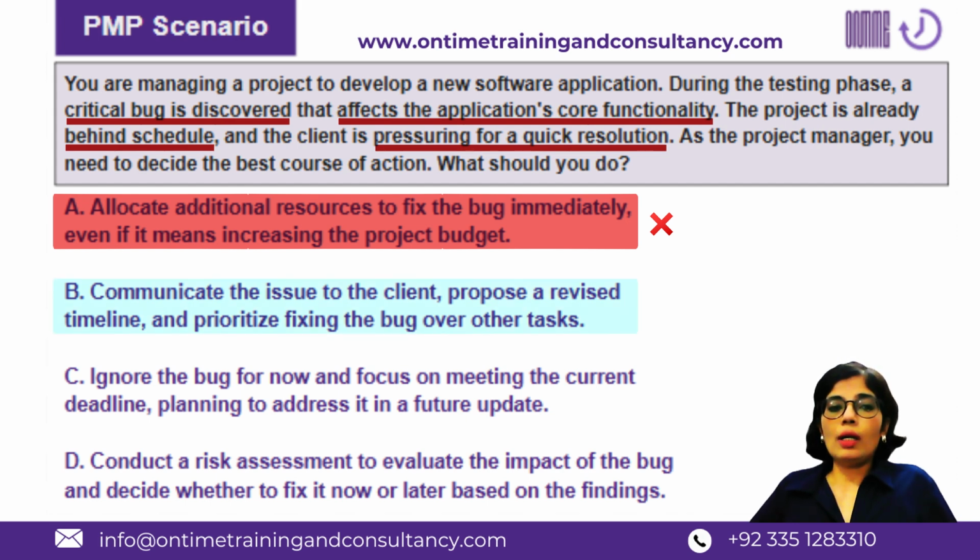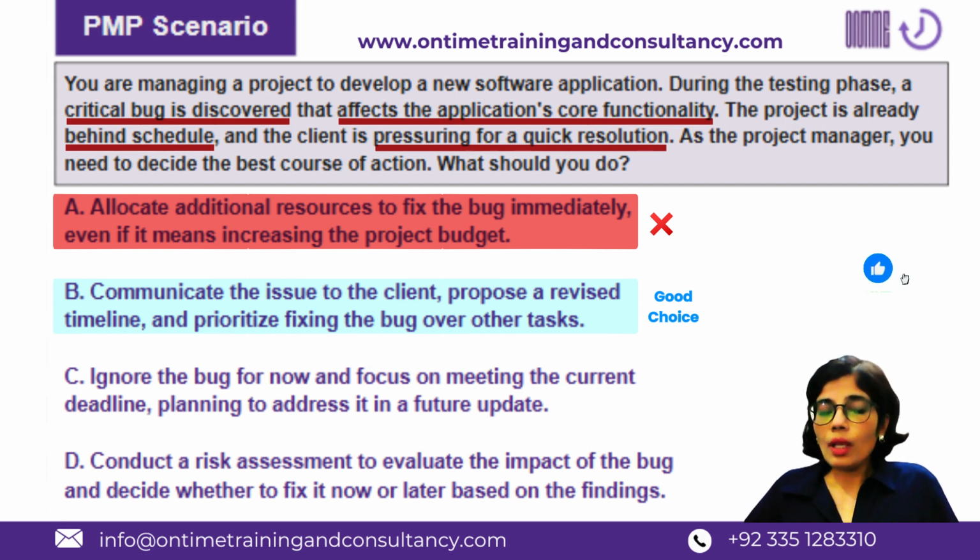Option B, communicate the issue to the client, propose a revised timeline, and prioritize fixing the budget over other tasks. Option B may sound like an idea. It could be a good choice, because when you come across a situation like this, properly communicating the situation to the customer, keeping them updated and onboarded about what is going on in the project and how that may impact the project timelines and the project delivery and expectation is a good thing to do, right?